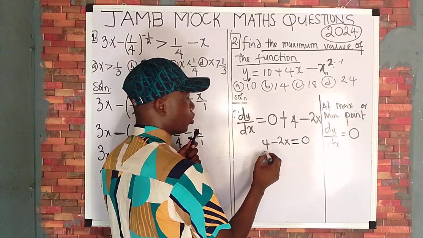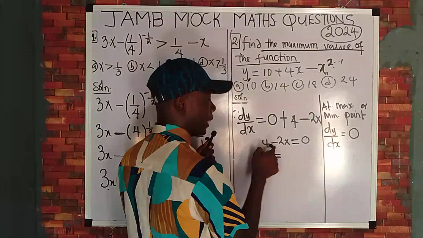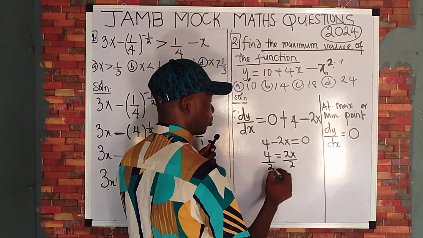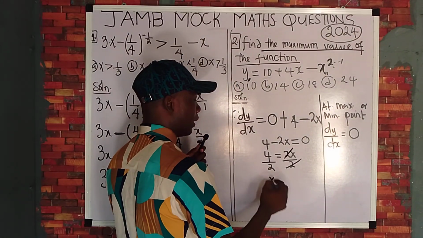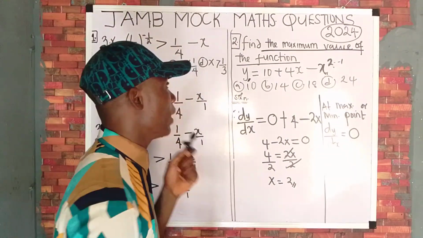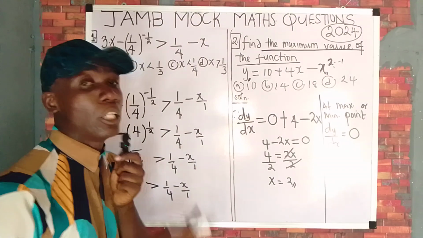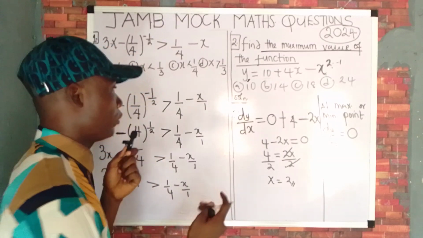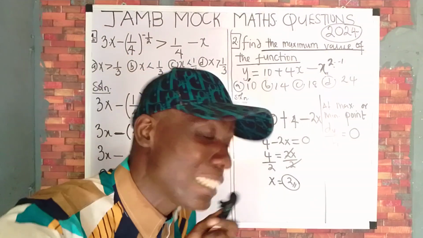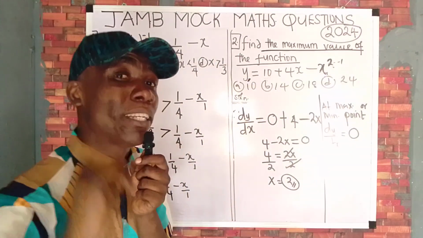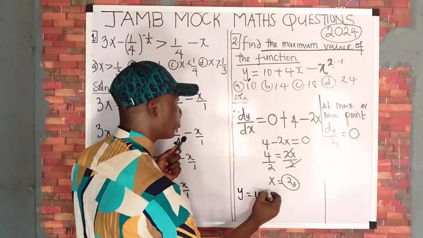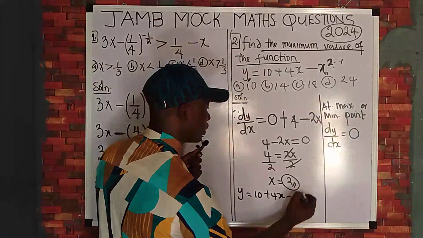So that 4 minus 2x will be equal to 0. And then you have 4 equals, take minus 2, you have 2x. And then you can divide both sides by 2. So that x will give us what? 2. Is 2 the answer? No. We were told to find the maximum value of the function. So if you have gotten your x as 2, you are going to substitute your x into the original equation. Remember, the function is y. So you have y equals 10 plus 4x minus x squared.